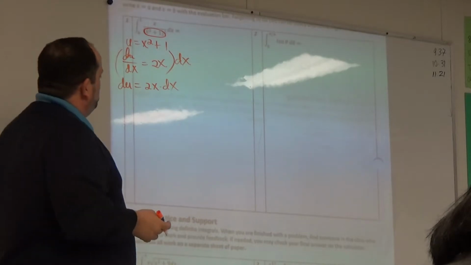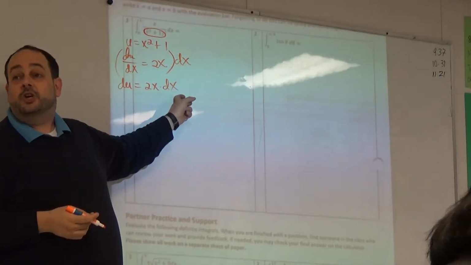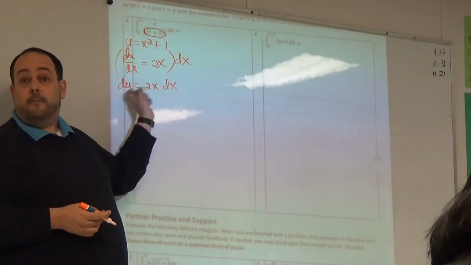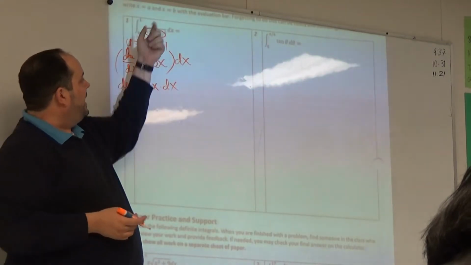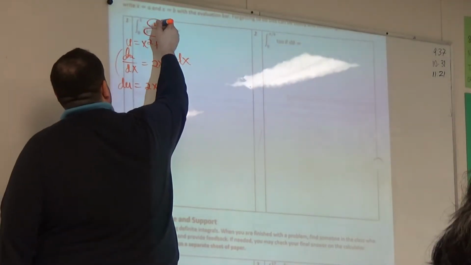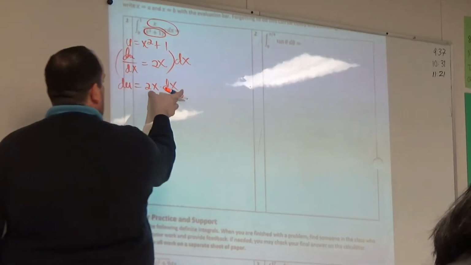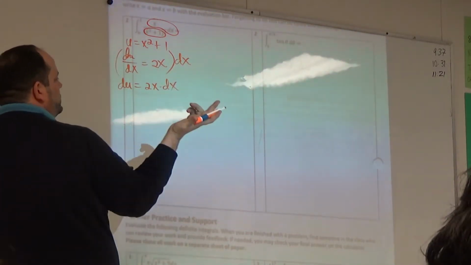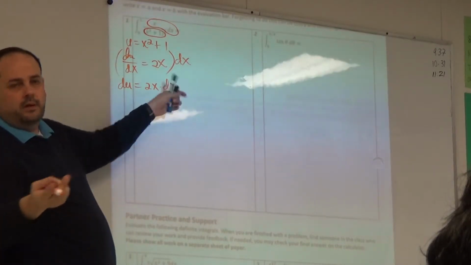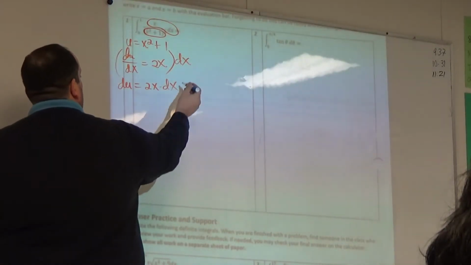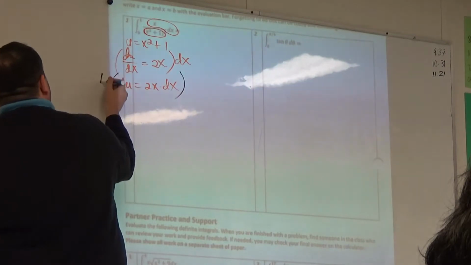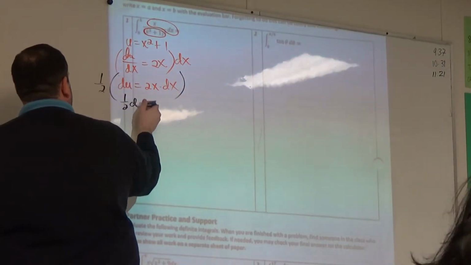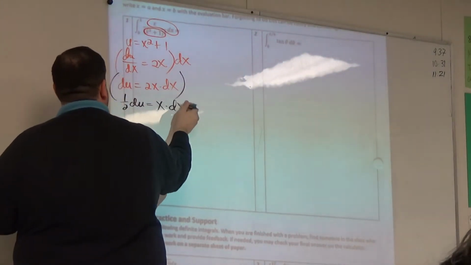As long as I do it to both sides. Here's the advantage. You now have the dx in a good place, right? You're multiplying by the dx. Look at your integrand. You've got x times dx. If only I knew a way to get x dx to show up. I'm going to multiply by a half or divide by 2. So a half du is equal to x dx.